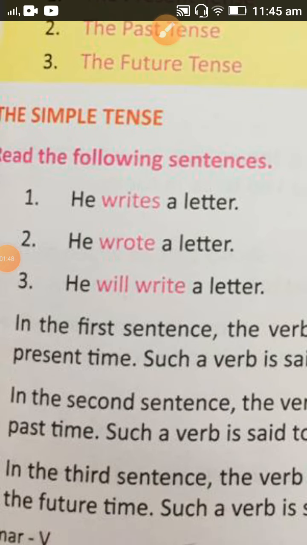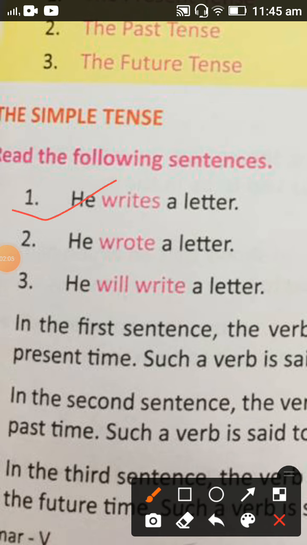First we will start with the present tense, simple present. In simple present we study the first form, and we use the form according to the subject. For example, he writes a letter. Here it is written: he writes a letter. If there is they instead of he, then we will only use write. We are not supposed to put s over here. So this is simple present tense.